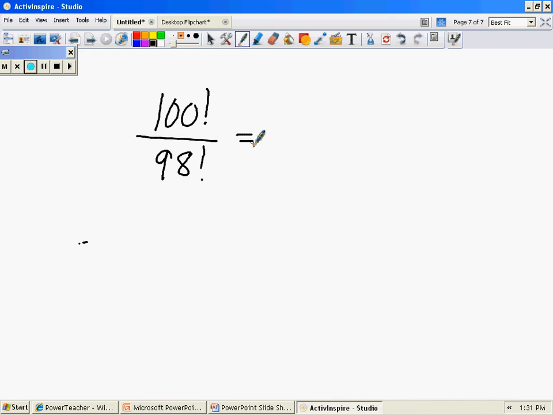Well, here's the thing. The bottom is going to go from 98 all the way down to 1, right? This one's going to start at 100 and work all the way down to 1. But what's this 98 to 1 going to do to all the 98 to 1 up there? It's going to cancel it out. And what two numbers are going to be left on the top? 100 will be left, and so will 99.